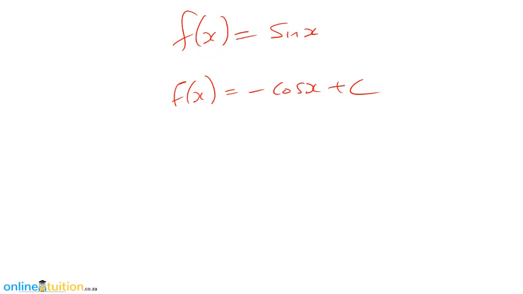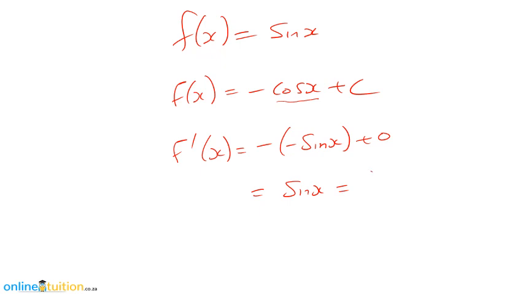Because if I differentiate capital F, F prime of x, that's going to be minus into minus sine x, because the derivative of cos x is minus sine x. The derivative of the constant is 0. And guess what? Minus and minus, and I get f of x.